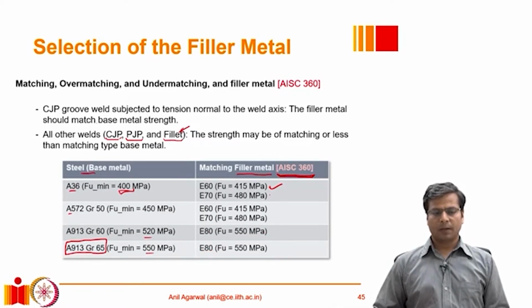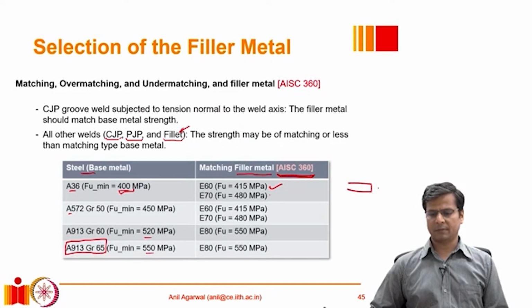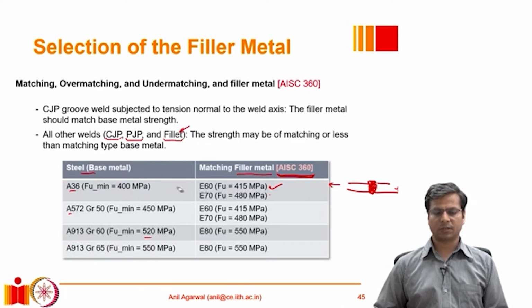In certain conditions, we are not allowed to go for a lower strength, such as when it's a complete joint penetration weld subjected to tension demand. This may happen, for example, in the first example that we did in this chapter on welded connections. We had this complete joint penetration weld subjected to tension. For such a weld, we need to use only the electrode which matches the base metal. We cannot use a lower strength electrode.